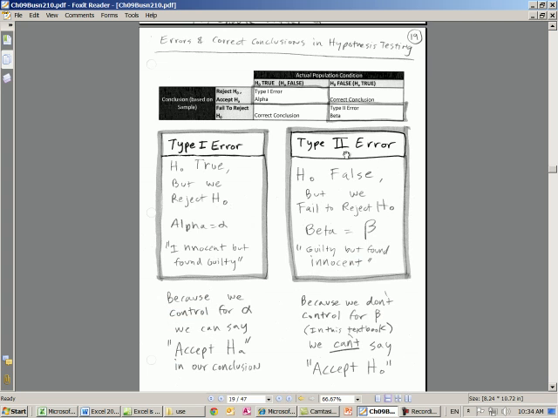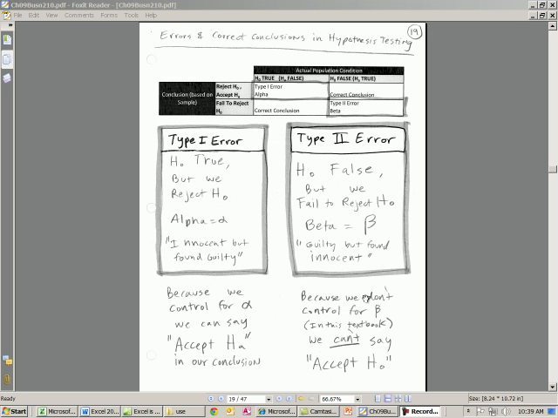There's also a type 2 error. That is, H sub 0 was false, but we failed to reject H sub 0, which means we failed to reject the original hypothesis even though the alternative was true. Innocent but found guilty is a good analogy for type 1. Guilty but found innocent is a good analogy for type 2 error. Now, because we're controlling for alpha, we can say accept H sub 0 in our conclusion. The flip side of that is type 2, also known as beta. Because we don't control for beta in this textbook, we're never going to say accept H sub 0. If we fail, we're going to say fail to reject H sub 0, the original statement, the null hypothesis, instead of saying it is true.